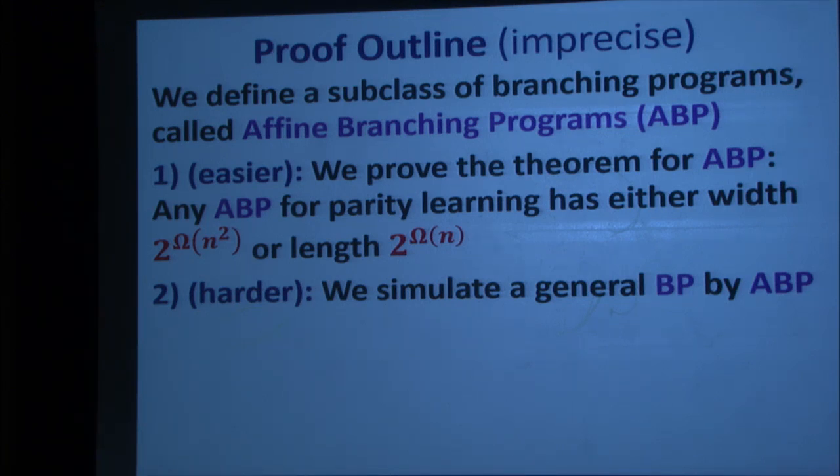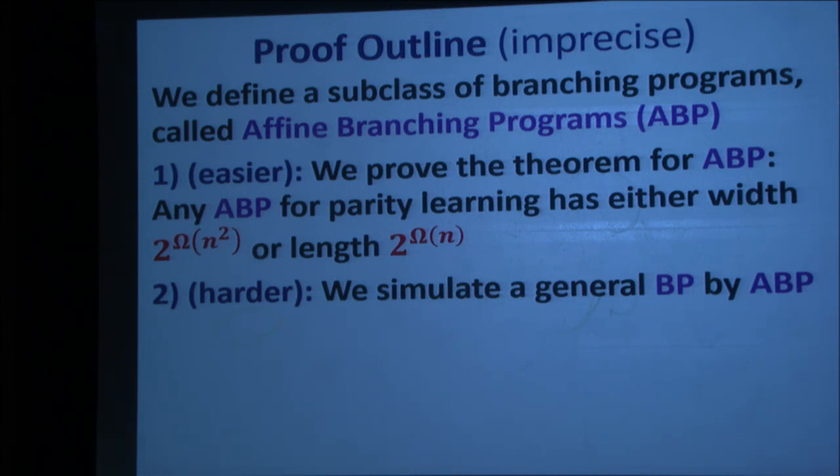So the high-level outline is that we are going to first define a subclass of branching programs that we call affine branching programs, or ABP. The easier part will be to prove the theorem for affine branching programs. We will show that any affine branching program for parity learning has either width 2 to the omega of n squared, or length 2 to the omega of n. Exactly the theorem for affine branching programs. So this is a simpler model for which we can actually prove the theorem.